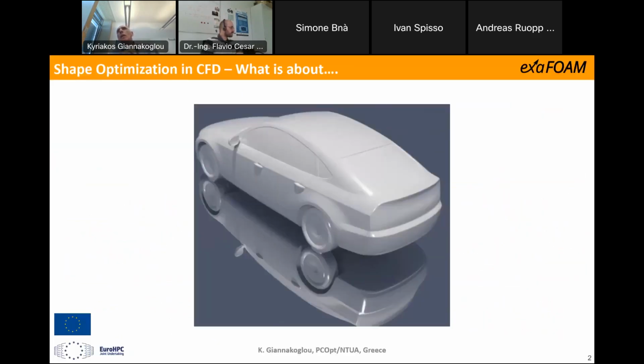Let me explain to you as briefly as possible what is the topic I'm going to describe here. I'm going to talk about shape optimization in fluid mechanics, in CFD in particular. For instance, someone wants to optimize the shape of a car. And when someone says to optimize the shape of the car, we mean, for instance, we want to reduce or minimize the drag, increase the downforce, and so on and so forth.